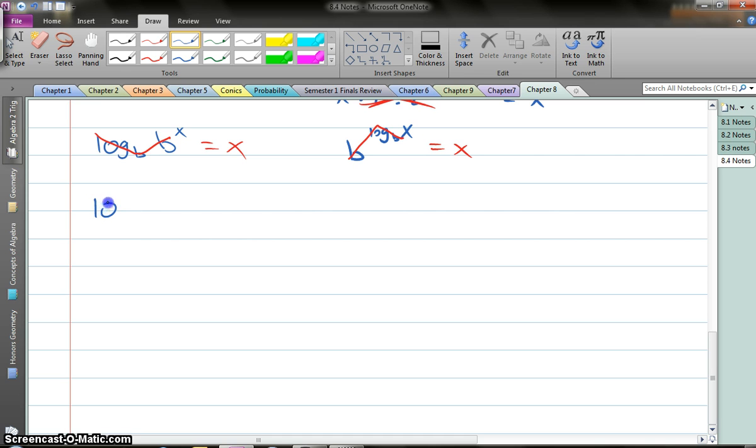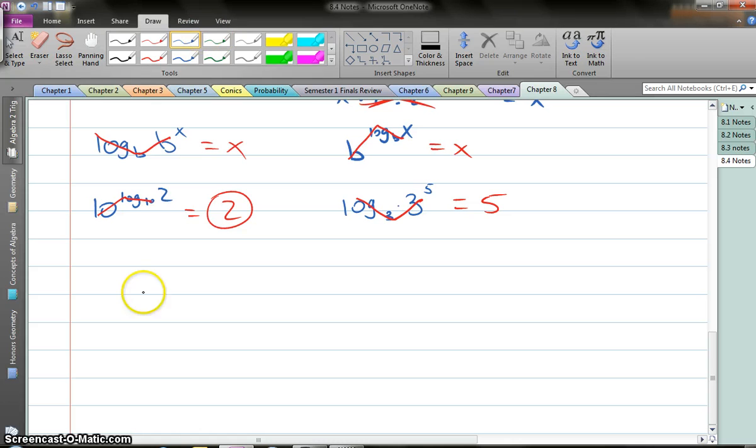So 10 raised to the log base 10 of 2. And then I'm going to go log base 3 of 3 to the 5th power. 10 raised to, those are inverses of one another. They cancel out. You're left with 2. Over here, same idea. Log base 3 of 3 to the 5th, your base is 3, your exponent is 5, you're left with your exponent. We doing okay with this?